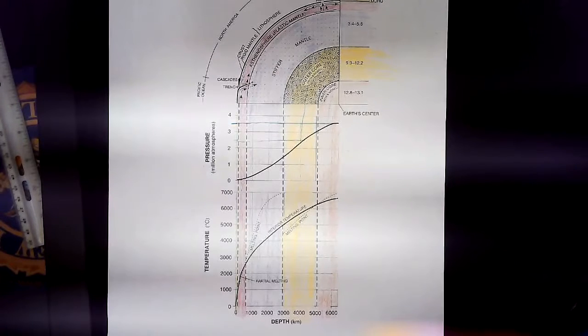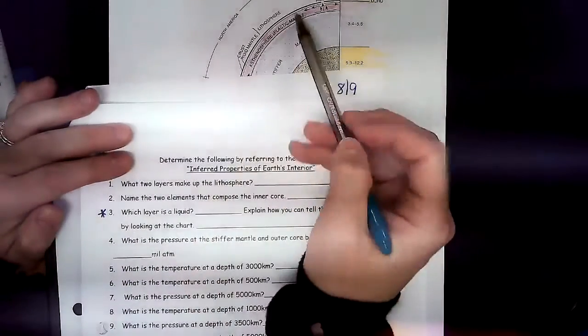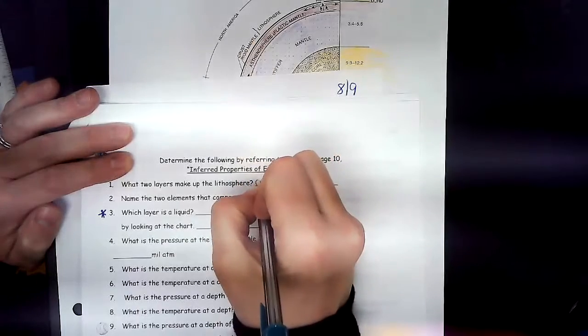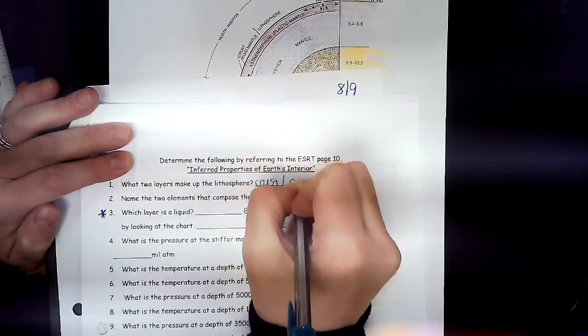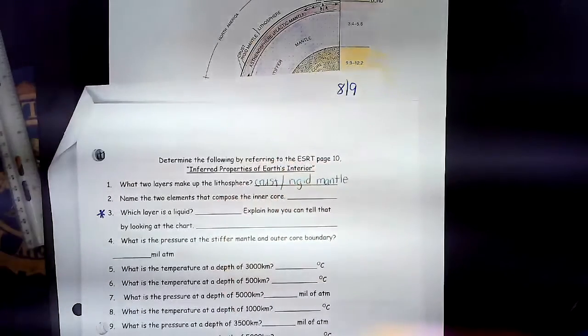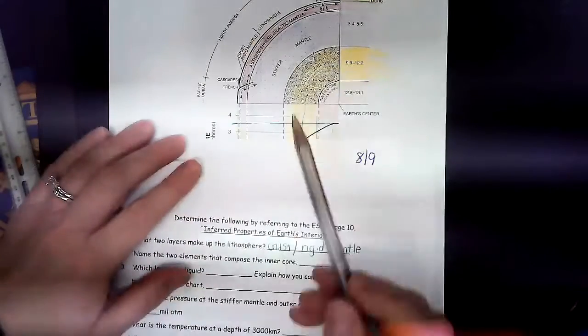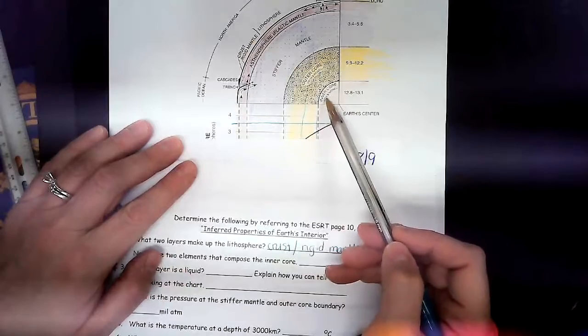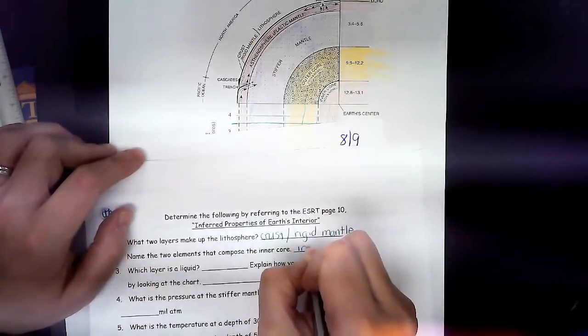How about this? Volunteer for an answer. What two layers make up the lithosphere? Raise your hand if you want to answer this one. Go ahead. Crust and rigid mantle, right on the reference table. There is the lithosphere, it tells you in brackets, that's the crust and rigid mantle. All right, who's going to volunteer: what two elements compose the inner core? Iron and nickel, again, right on the reference table. Inner core, and I know you can't see mine, but you have yours in front of you. It does say iron and nickel.